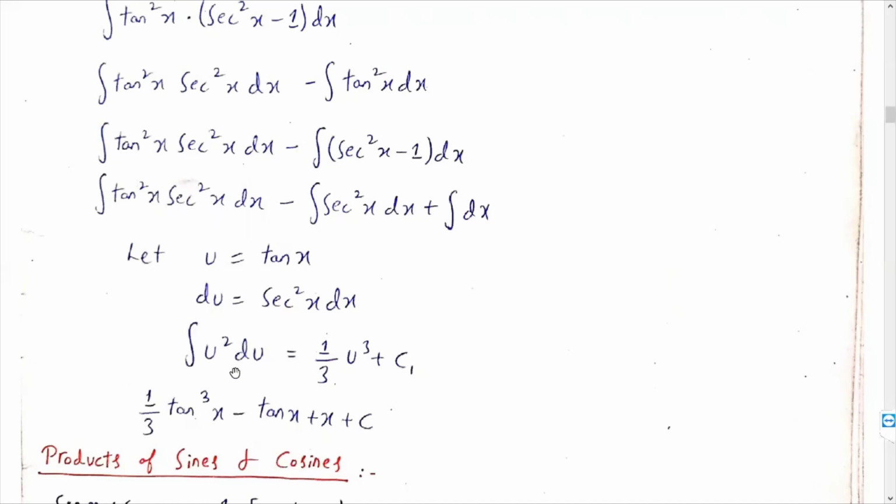So integral of u square du is 1 by 3 u cube plus some constant of integration. We know already the integral of secant square is basically tan x, and the integral of 1 is x plus some constant of integration.